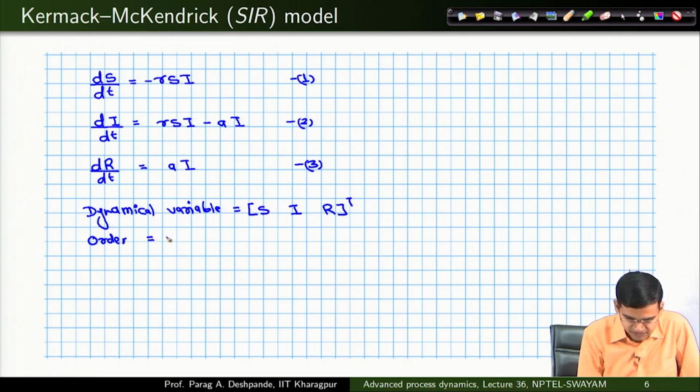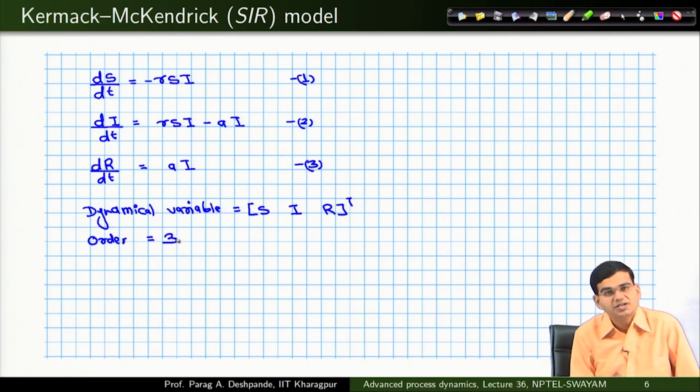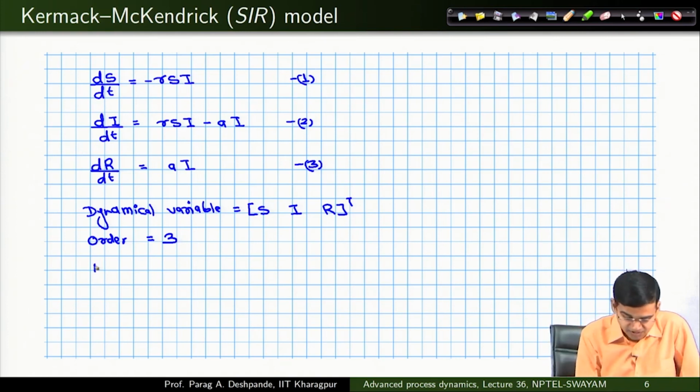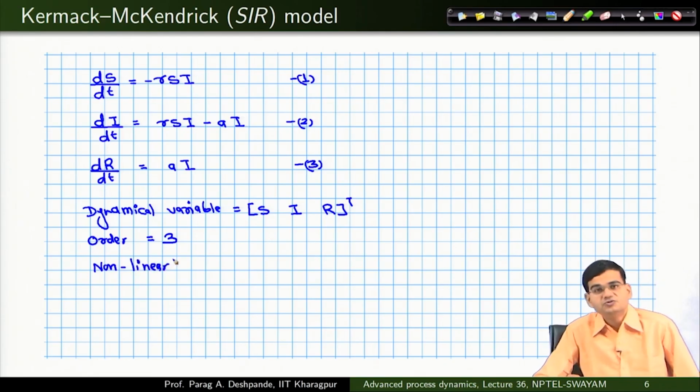Again, not very difficult to see. The order of the system is 3. I have higher order system, linear or non-linear. This is a non-linear system. I am leaving this as an exercise for you to assure yourself that we are in fact dealing with a non-linear system, not very difficult to see from here, anyway.